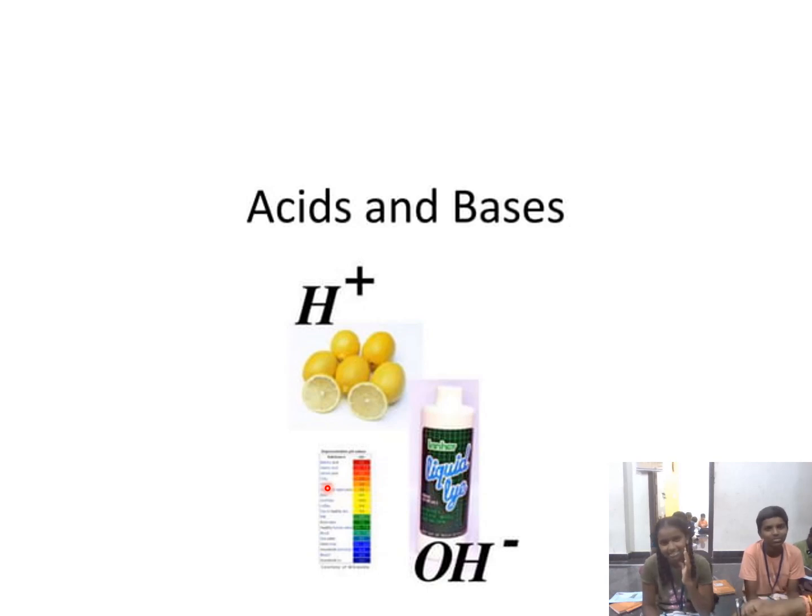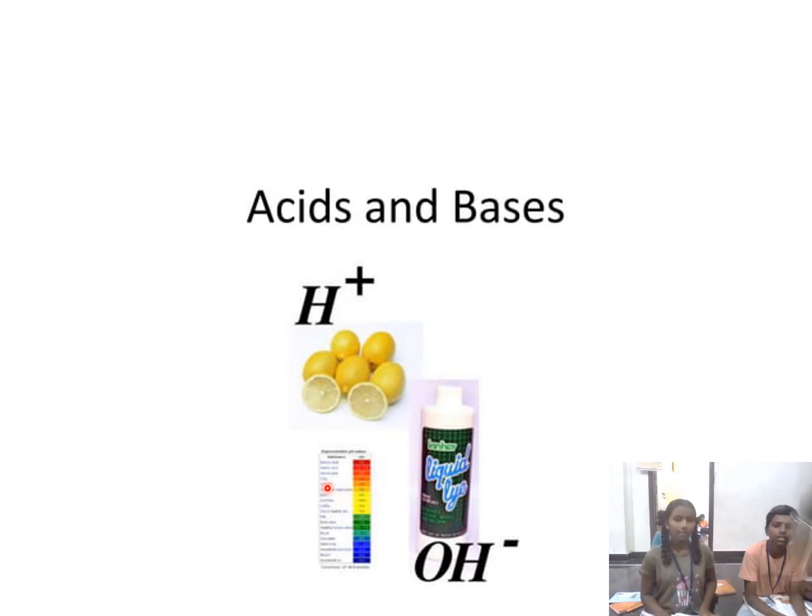If it is an acid, it should have a pH that is less than 7. If the pH is more than 7, then it is called a base. If the pH is 7, then we call it neutral. Okay, less than 7 acid, greater than 7 base, and 7 is neutral.